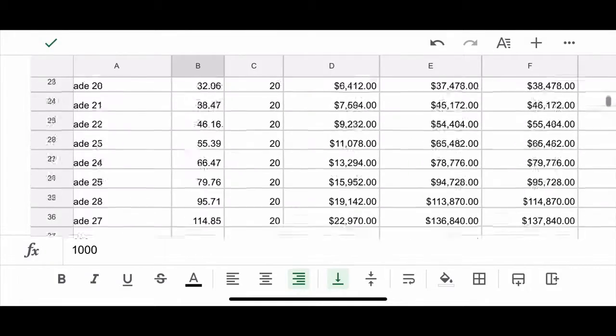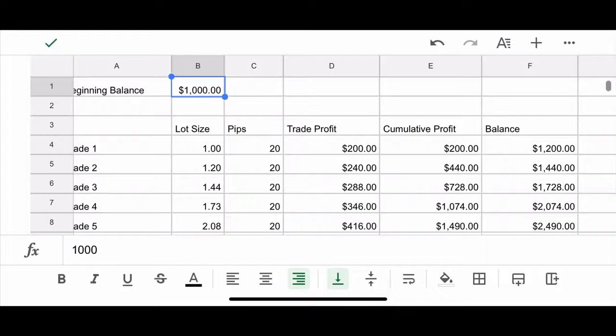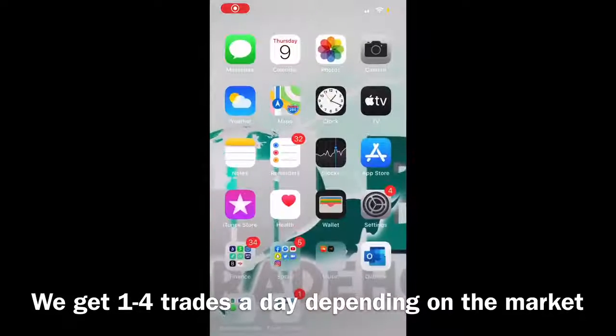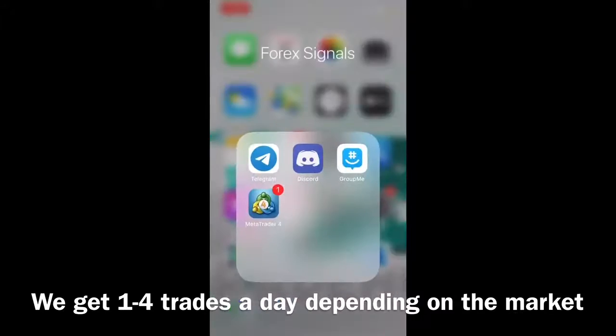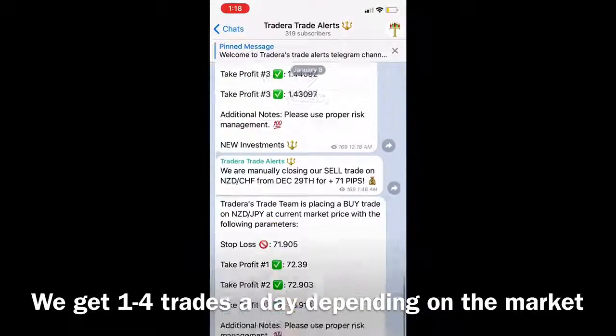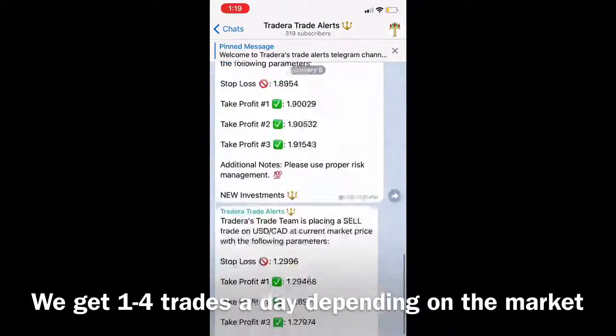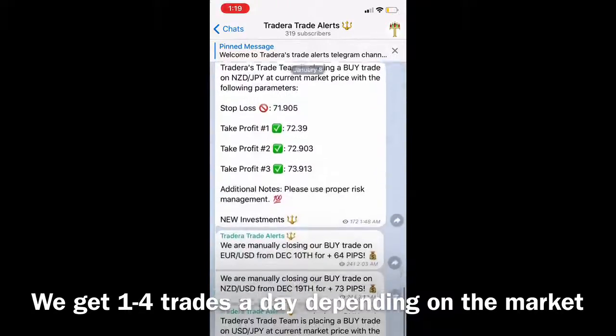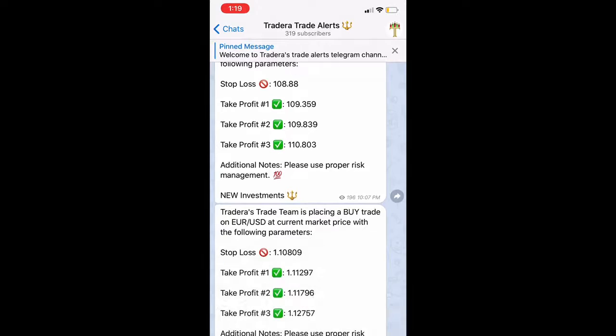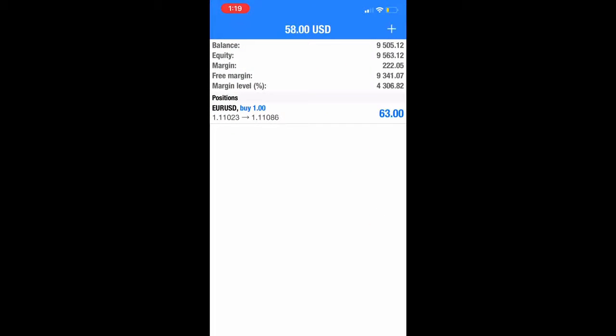Now you might ask, okay, I don't know how to trade. This sounds good. Where do I get my trades from? Well, I'm glad you asked. Again, we have trade alerts. So when you become a member, you'll get access to these trade signals sent out by professional traders. Okay. So, and all you're going to do, as you can see, it says Trader's team is placing a buy trade on Euro USD at current market price with the following parameters. And all you do is you take that stop loss and that take profit 1 and you'll plug it into your MT4 application.